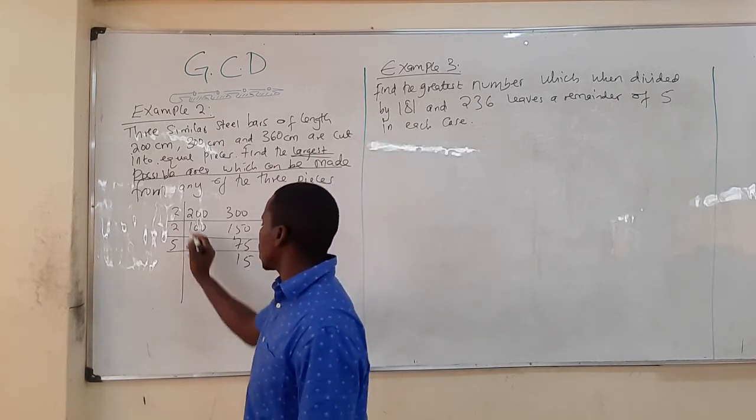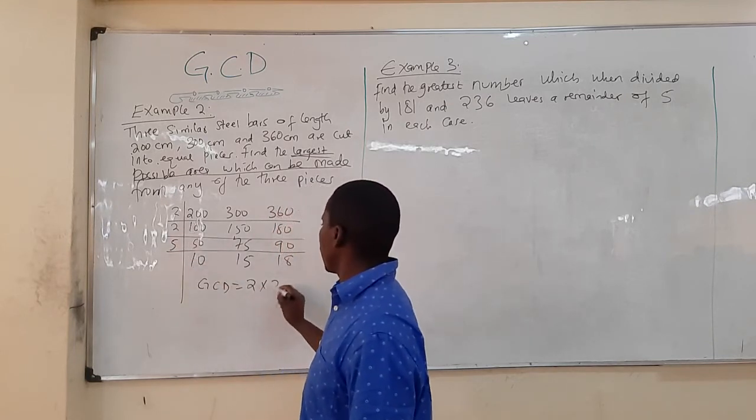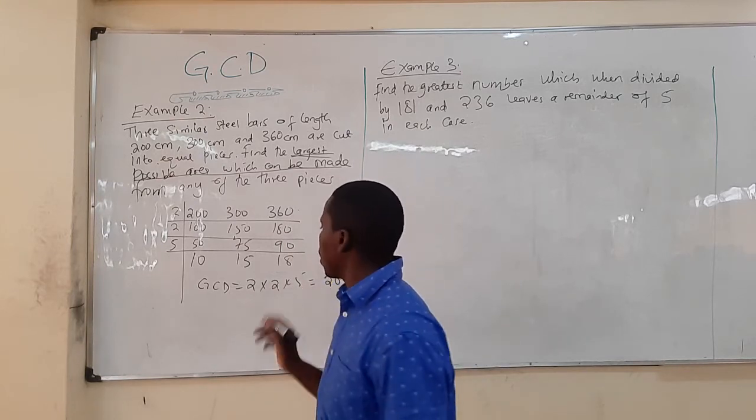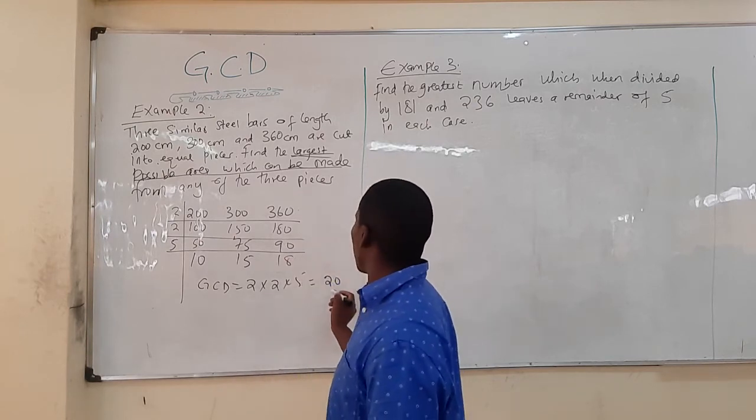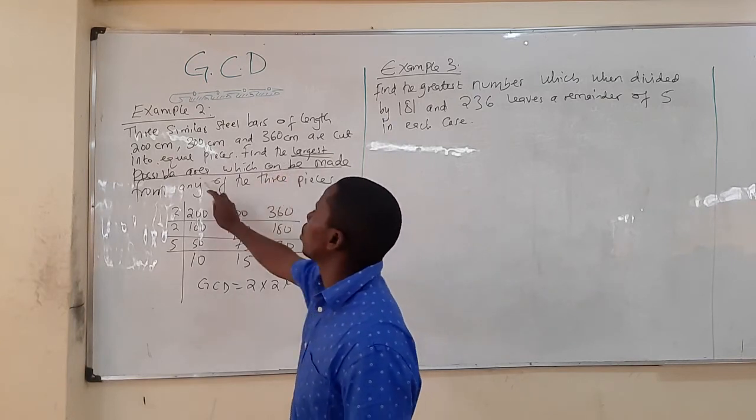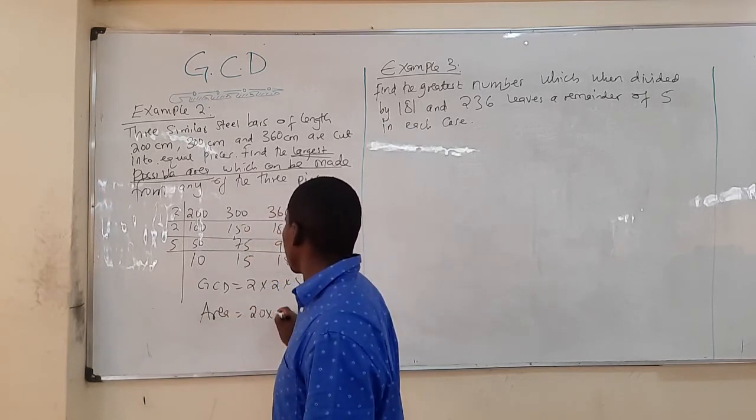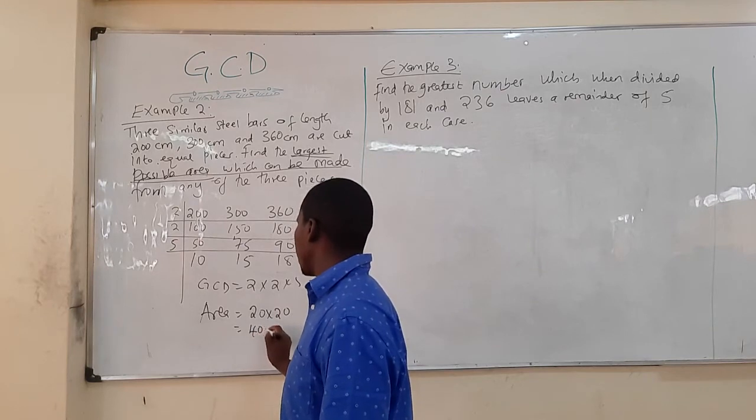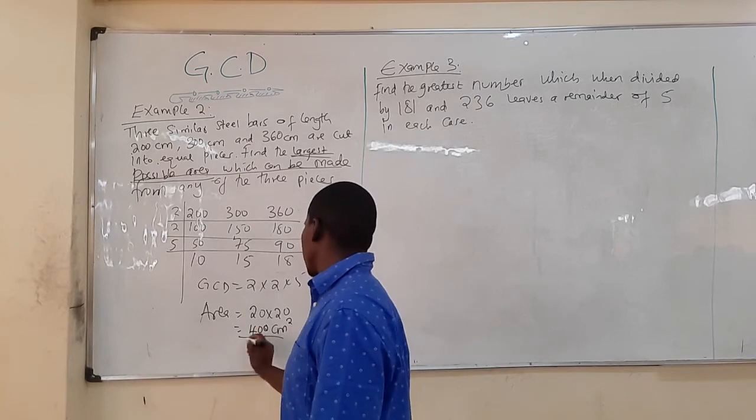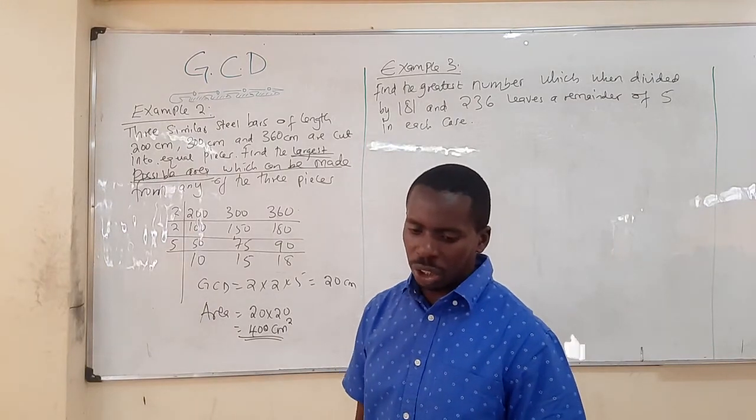So our GCD in this case is going to be 2 times 2 times 5, which is 4 times 5, and we get 20. But we are not going to give our final answer as 20, because the question is asking us to get the largest possible area. So the area will be 20 times 20. You get 400 centimeters squared. So that is how you're supposed to answer that kind of question.